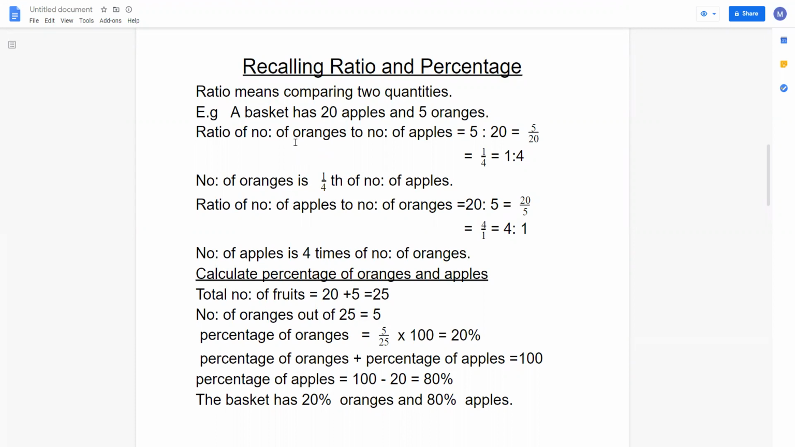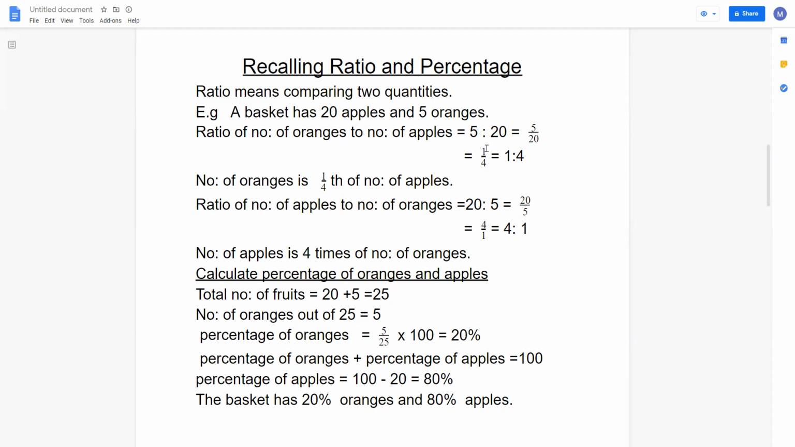Now take one example. See, a basket has 20 apples and 5 oranges. 20 apples are there and 5 oranges are there. Now let us calculate the ratio of number of oranges to number of apples. See the question now? Ratio of number of oranges to number of apples. So what is given first? Number of oranges. So we have to write 5.